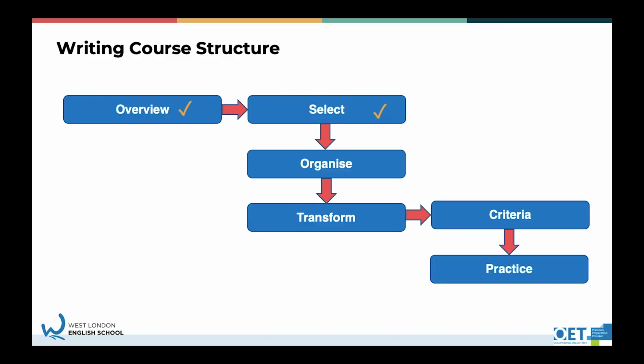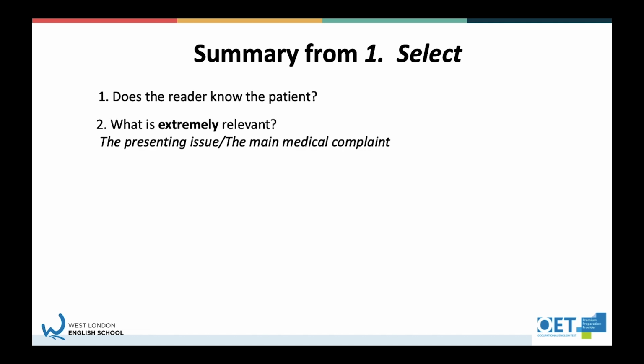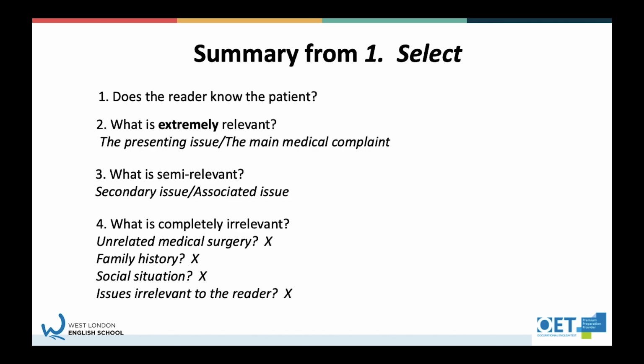Last lesson we looked at how to select the relevant case notes and particularly how to make the most of the 5 minutes reading time. To summarise that, the first thing you need to do is see who you are writing to and whether the reader knows the patient or not, because that will change the case notes that you need to select. The next thing is to find out how urgent the case is and consider which case notes are extremely relevant. You can then look at the rest of the case notes and decide which notes are semi-relevant and completely irrelevant.